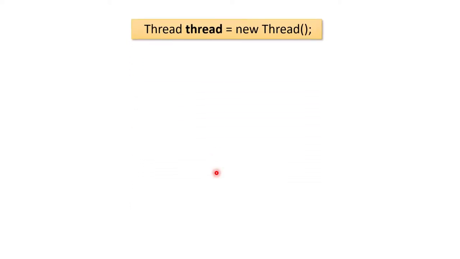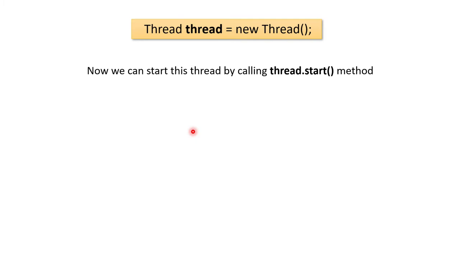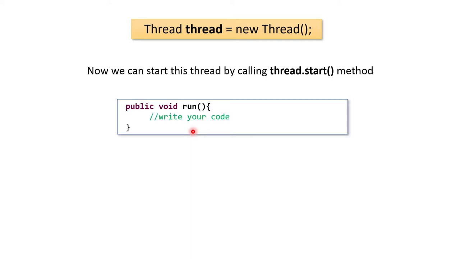Now the question is how we can start this thread. We can start this thread by calling the thread.start method. Then the thread will start running. But what task it will perform, we have to define in a method called public void run. Inside that, whatever code you write will be the task for the thread. You can write any code here, or maybe you can call any other method also. All this will be considered as the task for this thread.